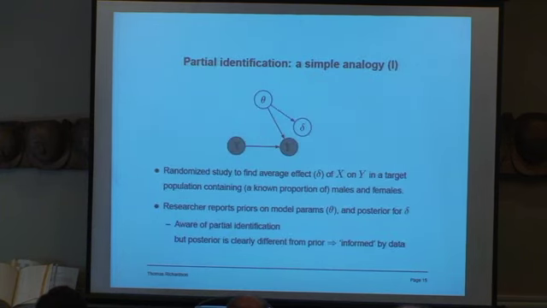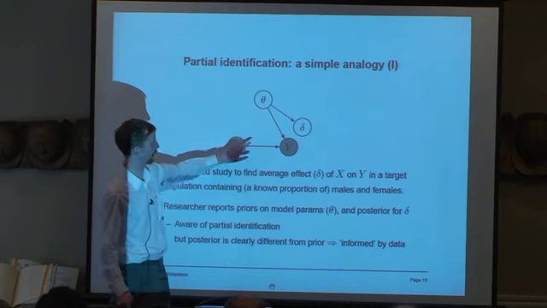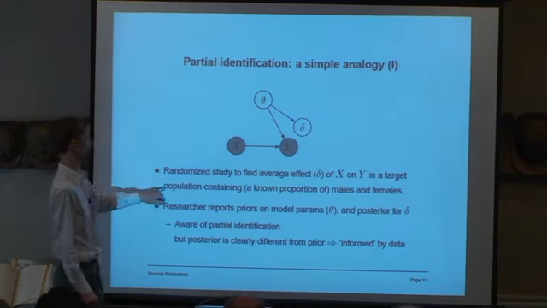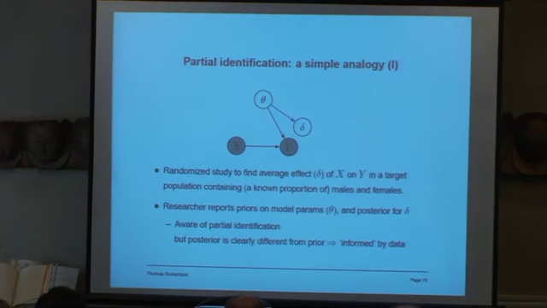So let me do it with a very simple analogy that's much simpler than the instrumental variable case I just talked about. Imagine we've just got two variables, a randomized experiment with x and y, and suppose that we want to find the average effect delta of x on y in a target population containing some known proportion of males and females.